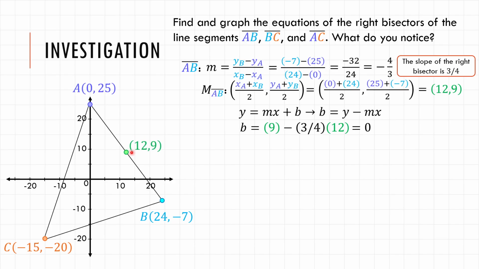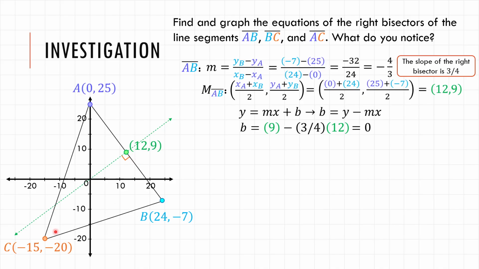So the midpoint, which would be right over here, the line that goes through it at a perfect right angle has a slope of 3 over 4, and its y-intercept is 0. So that's right over here. So just using this point and this point, I was able to draw a nice straight line, and I know for sure that intersects this at a 90-degree angle.